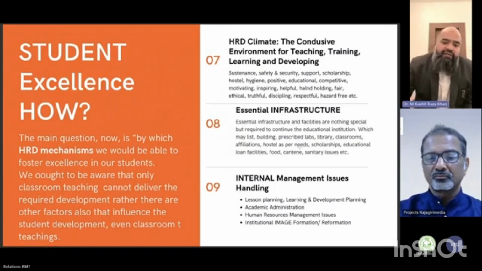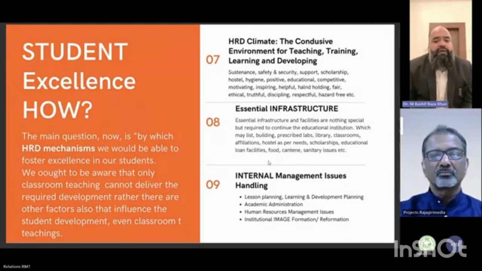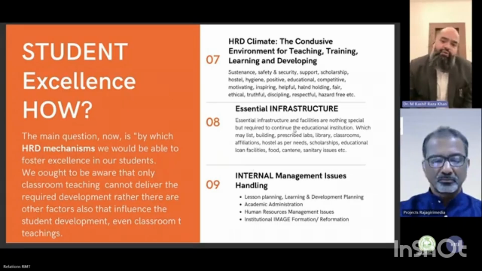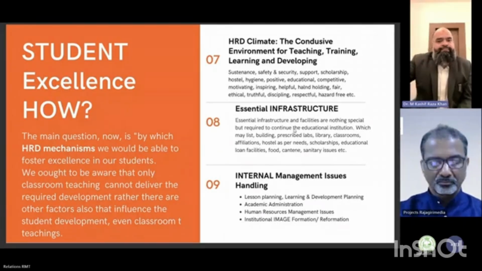Besides all these, there are important aspects that can contribute to the development of the students. There are internal management issues also that have an impact upon education, training, and student development. So I want to mention a little bit about this also, because internal management is the thing that controls the whole institution. Next slide, please.